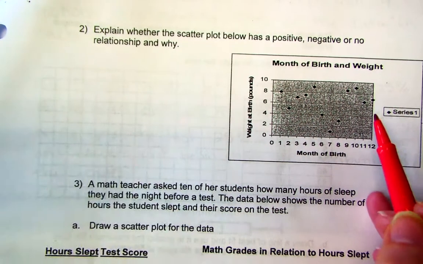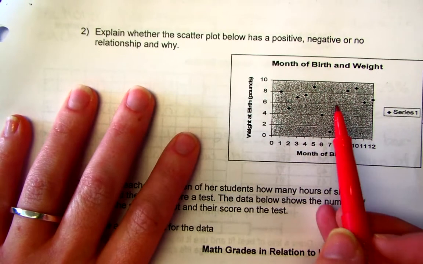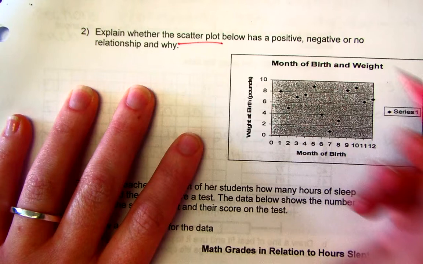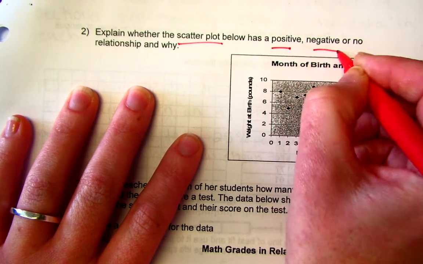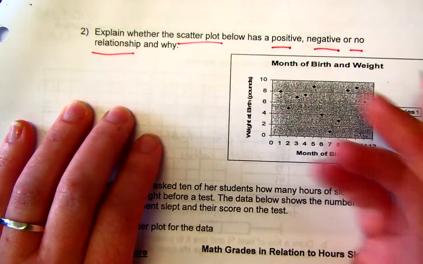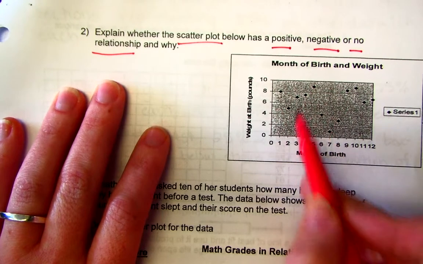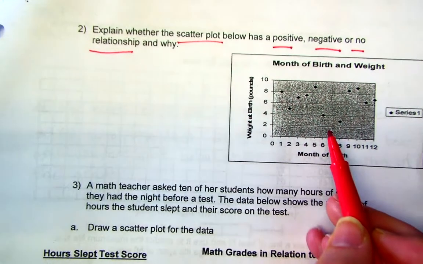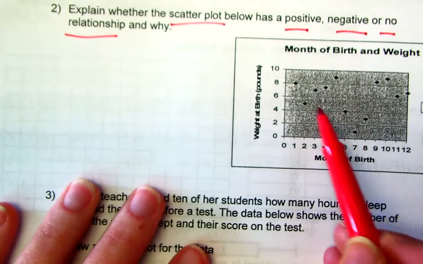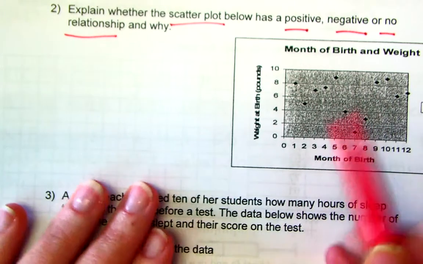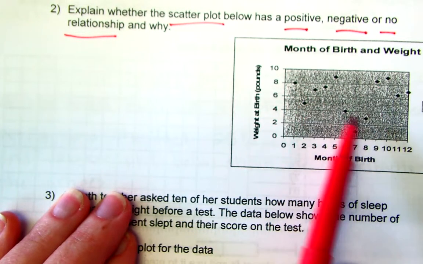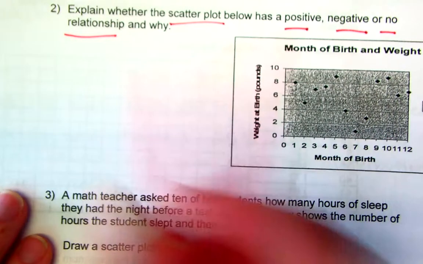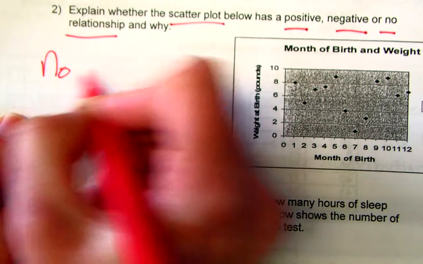Okay, so for this question, we're asking about a scatter plot, and it's asking us to find if there's a positive, negative, or no relationship or no correlation between these data points. So if we look at the graph, you can tell that they're all scattered around. There's no consistent pattern. It's not going up as a positive, or it's not going down as a negative trend. So we're going to say this is no relationship.